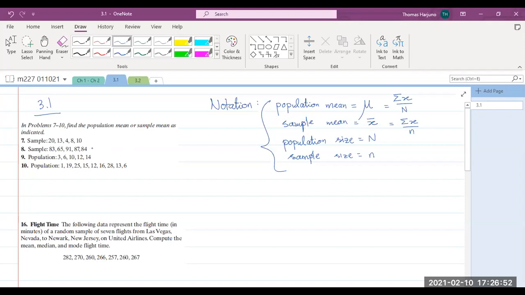Now, the way to compute sample mean and population mean are the same. The notations are different, however. Suppose we have a sample here. What is the sample mean? Then the notation will be x bar equals, get the sum. What is the sum? Then you add them, 83 plus 65 plus 91 plus 87 plus 84. You know what? I don't like to do it that way. Let me do it below.